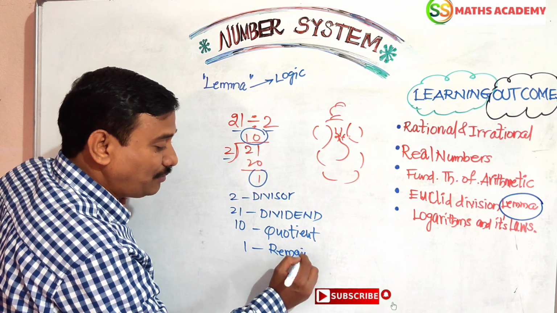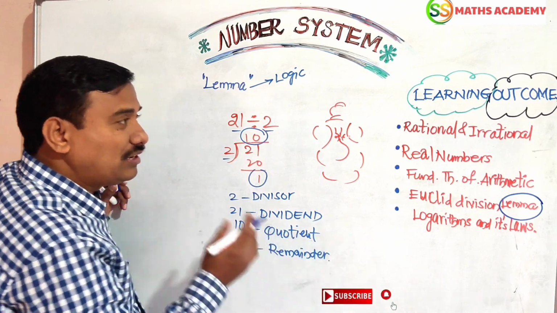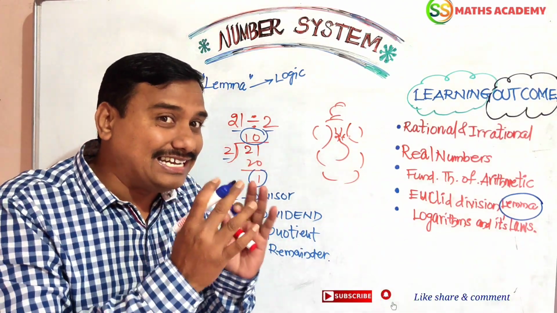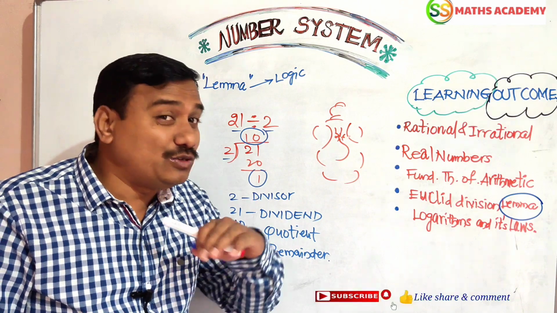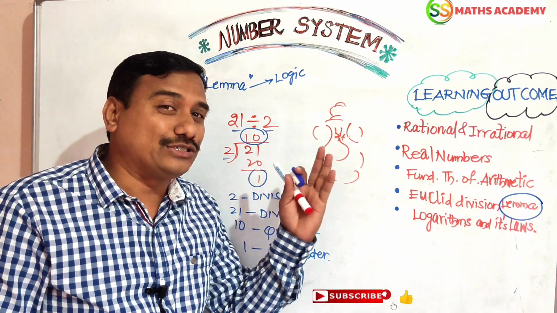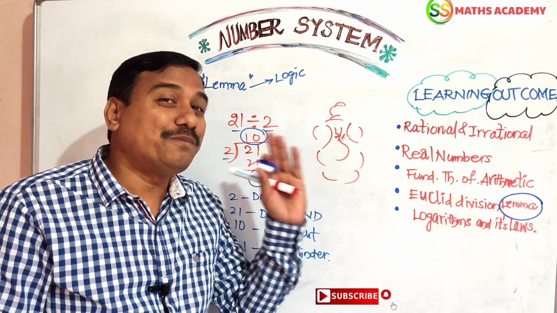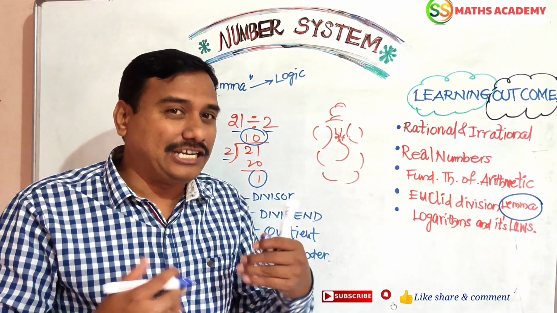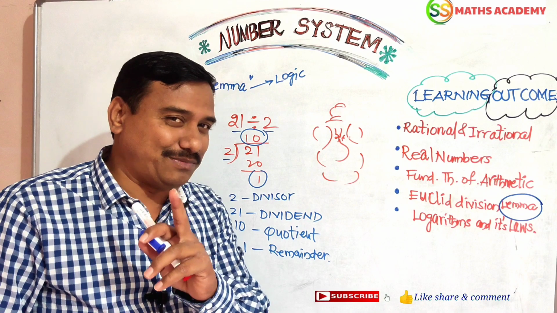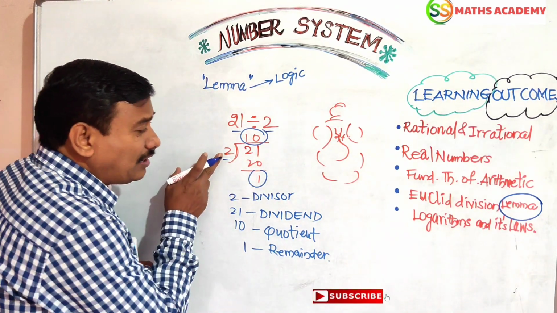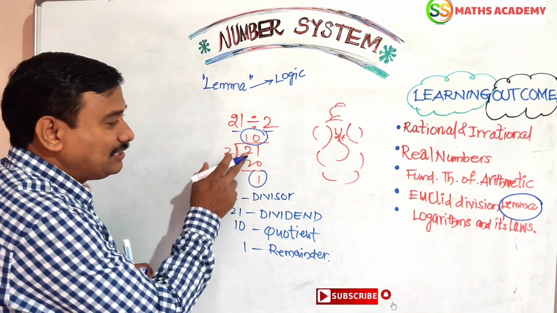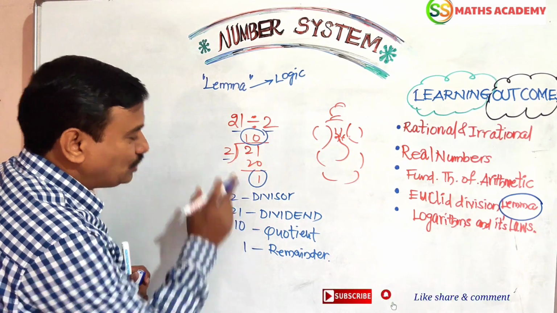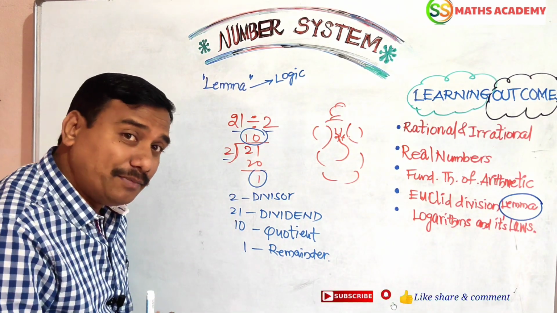If you want to learn about the number system perfectly, you should see our previous 3 videos, part 1, part 2, part 3. They are very beautiful videos, and I am getting very good response from the students. You should also see them, my students. Now here, this is called the divisor, this is the dividend, this is the quotient, and this is the remainder.